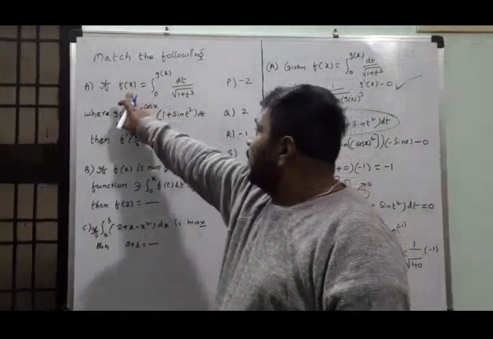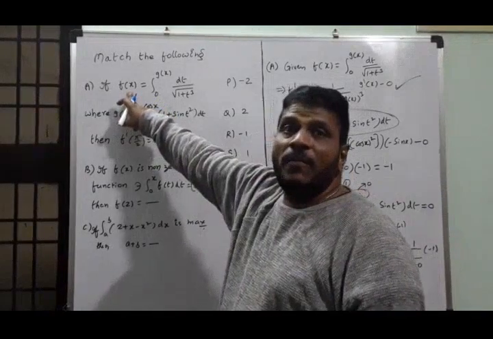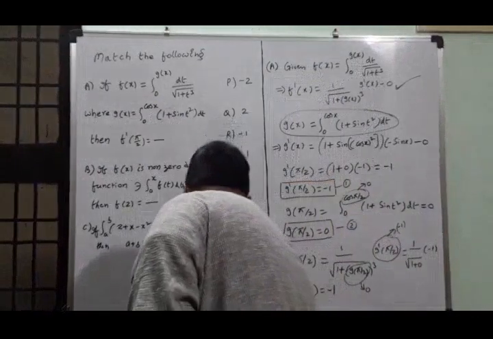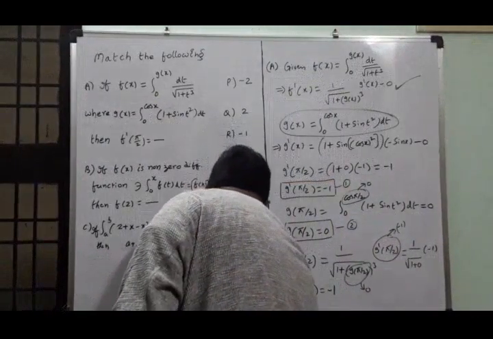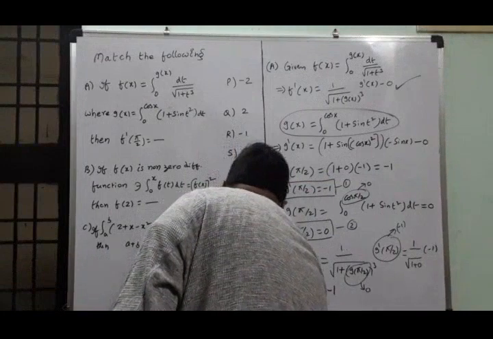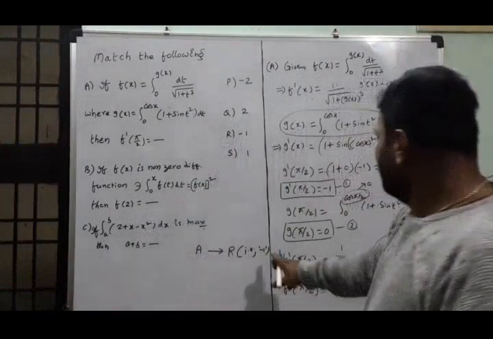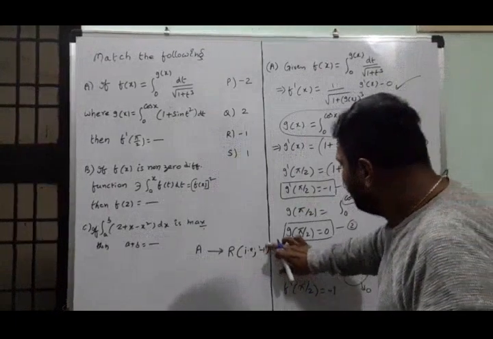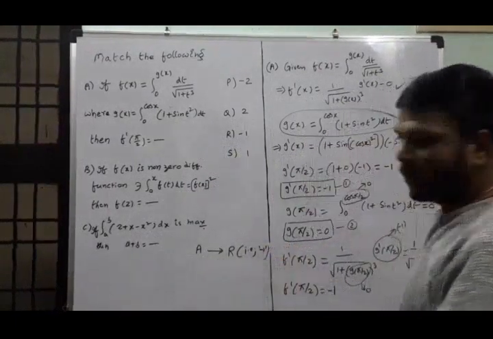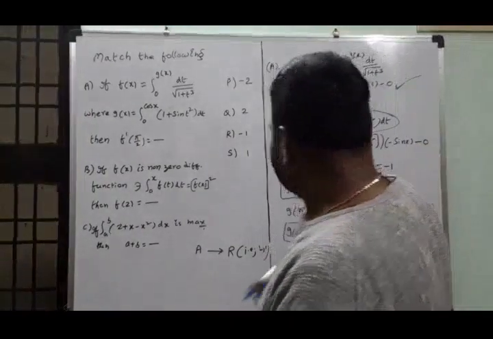So what is the answer of the first question? A is minus 1. So A is mapped to R because its answer is minus 1. Okay. Next.